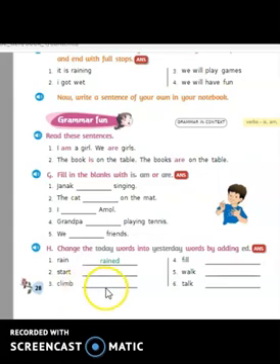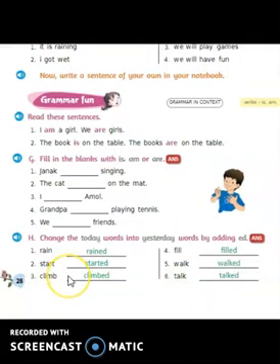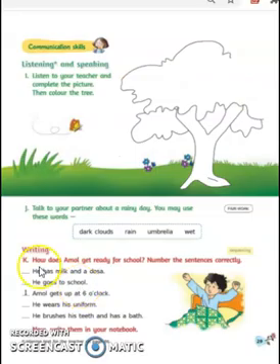Climbed, climbed. The action is over. Filled, filled. Walked, walked. Talked, talked. For the actions happening right now, you just add an ing. For the actions happened or it's over, you just add an ed. It's so easy, children. Now turn to page number 29.